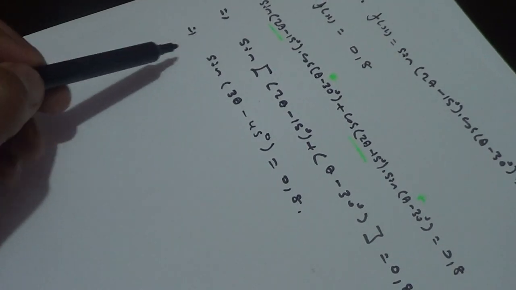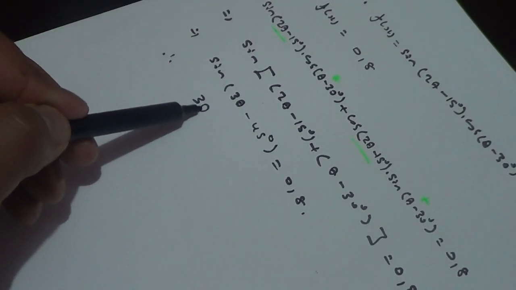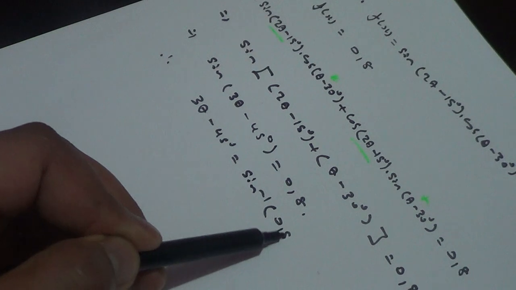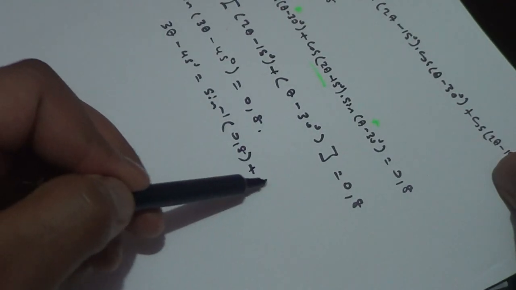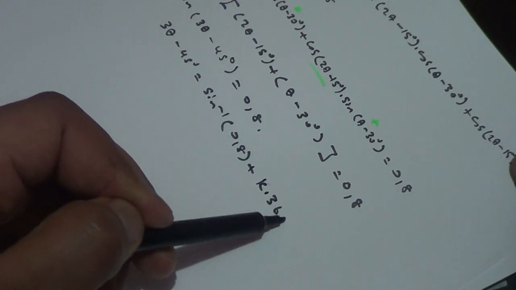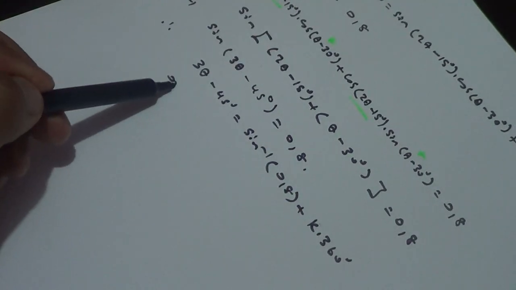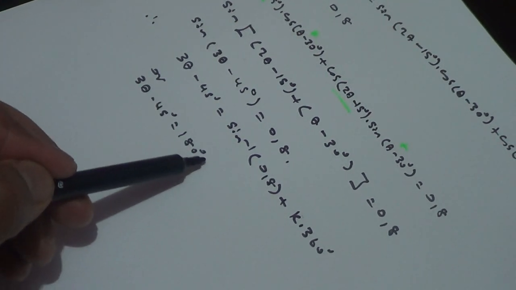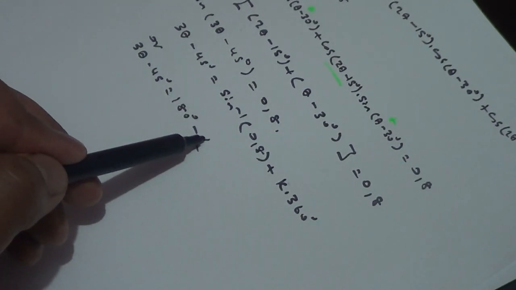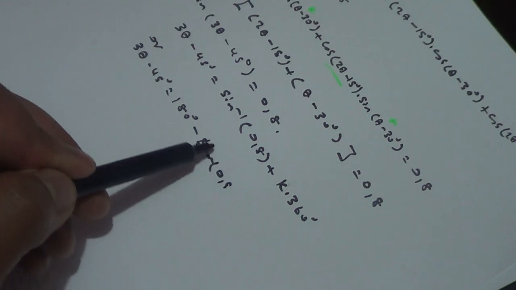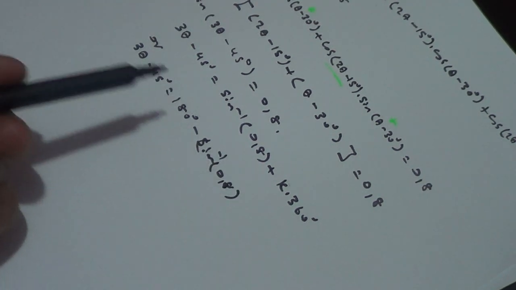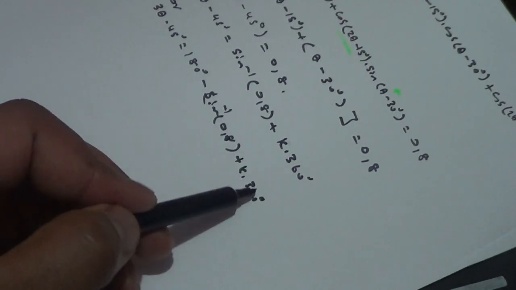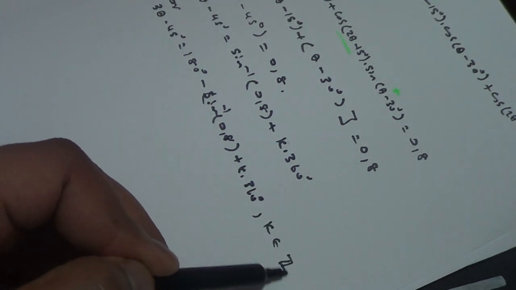So we are sorted. Therefore, for our general solutions, you know that 3 theta minus 45 degrees is going to be arc sine 0.8 plus k times 360 degrees, or 3 theta minus 45 degrees is going to be 180 degrees minus, always do that, arc sine of 0.8, plus k times 360 degrees, where k is an element of integers.